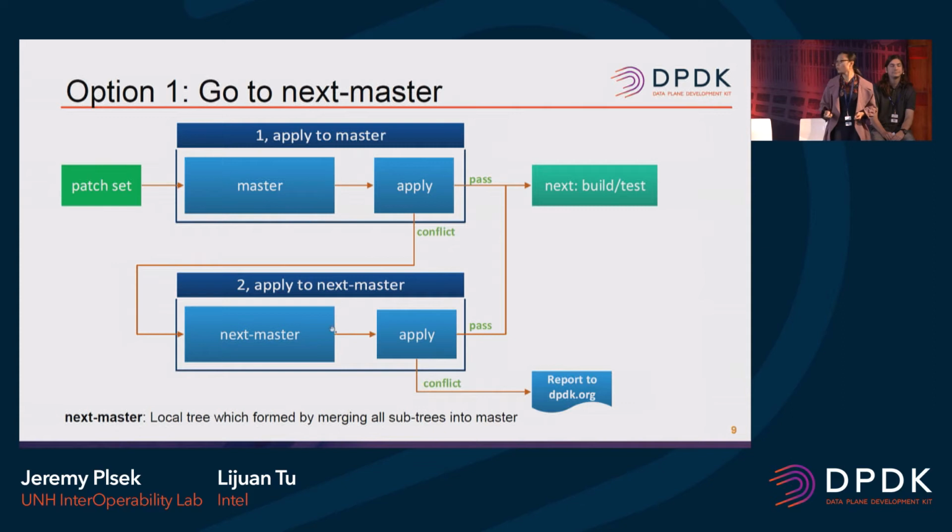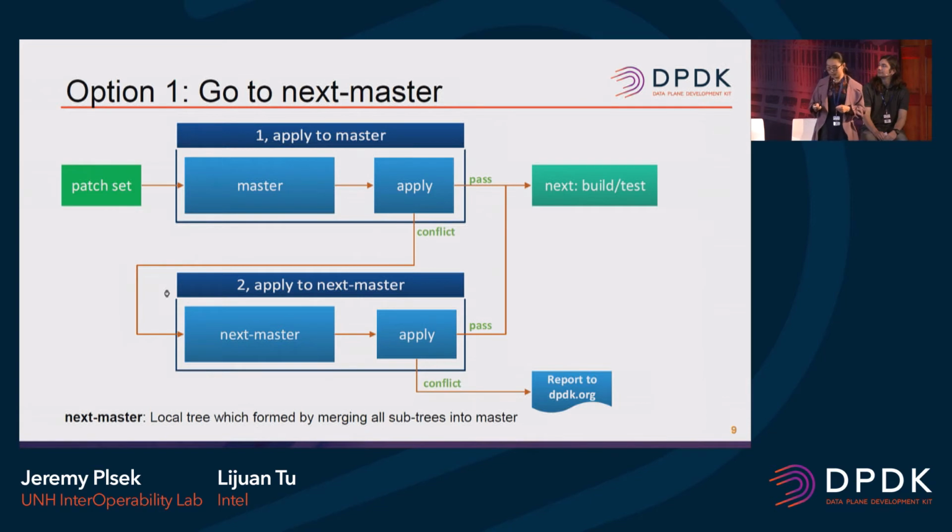What is the next master? We define it as merging all the subtrees into the master tree, and locally we call this local tree the next master. Actually, I think this is maybe the future master. For the maintainers, they have a weekly merge, where they merge subtrees into the master tree. Here we will do a draft merge of the subtrees into the master tree locally.